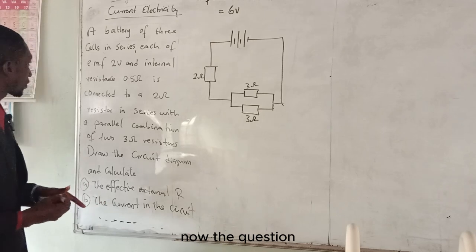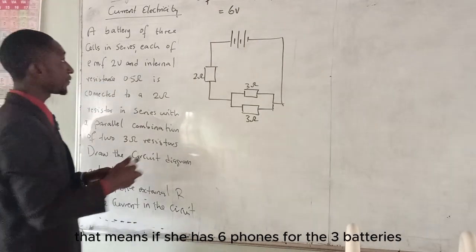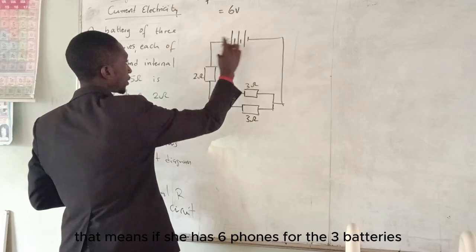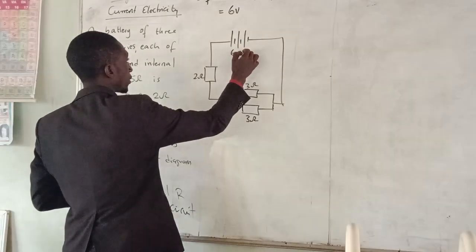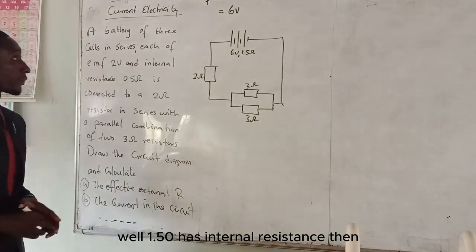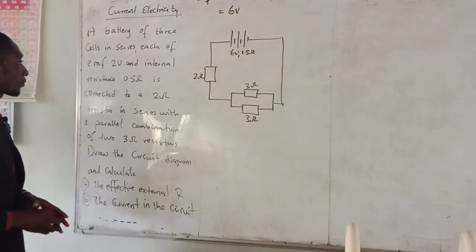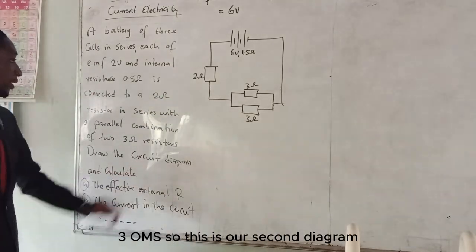Now, the question says that the battery has internal resistance of 0.5 ohm. So that means if you have 6 volts for the 3 batteries, we have 1.5 ohm as internal resistance. Then 3 ohms, 3 ohms. So this is our circuit diagram.